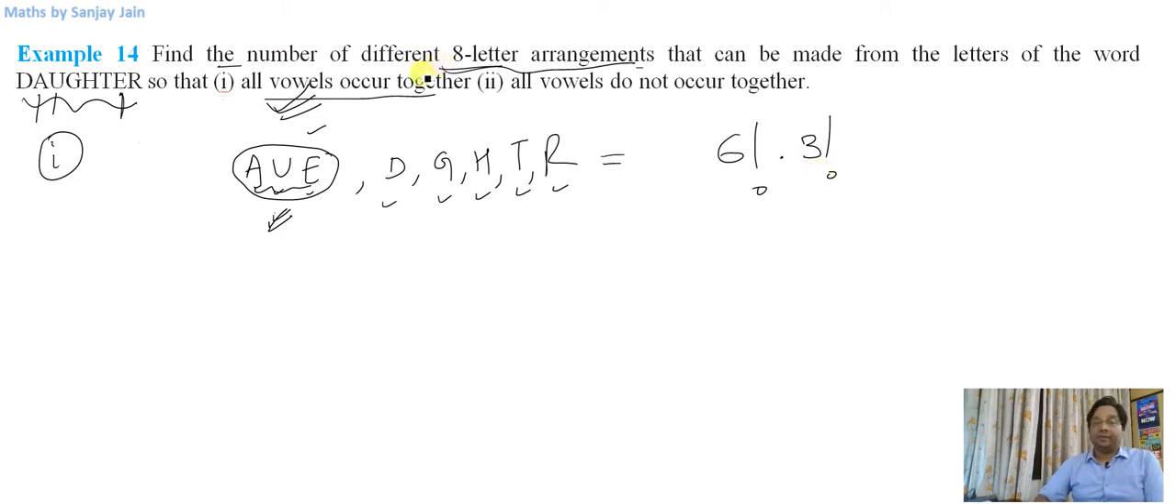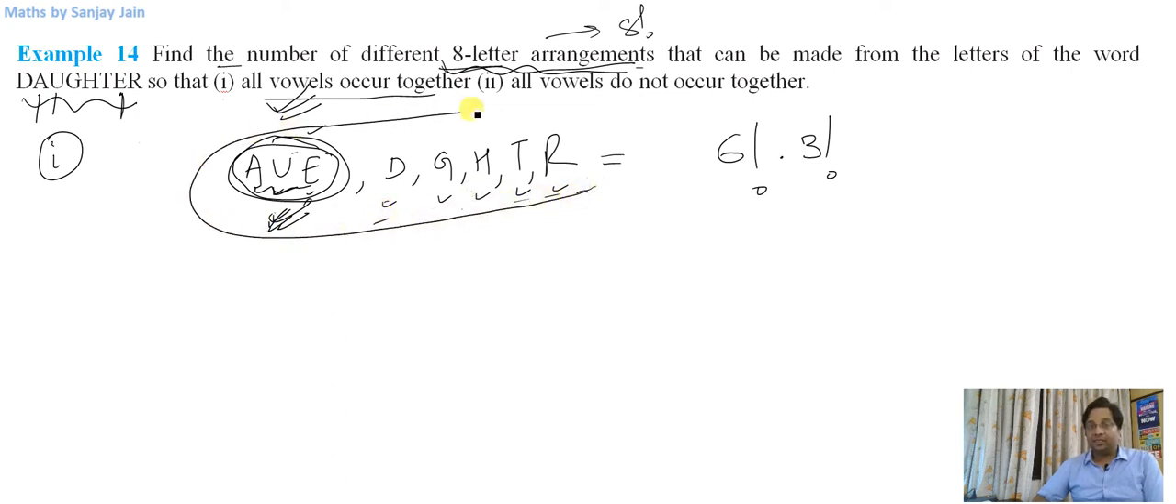Okay. If this condition was not given, then the arrangements would have been 8 factorial, right? But now that these have to be together, what I've done is I've tied them into one unit and treated them as one unit. So the rest of the units, there were 5 other letters. So total 6 letters can be arranged in 6 factorial ways. Now these 3 can be arranged among themselves.